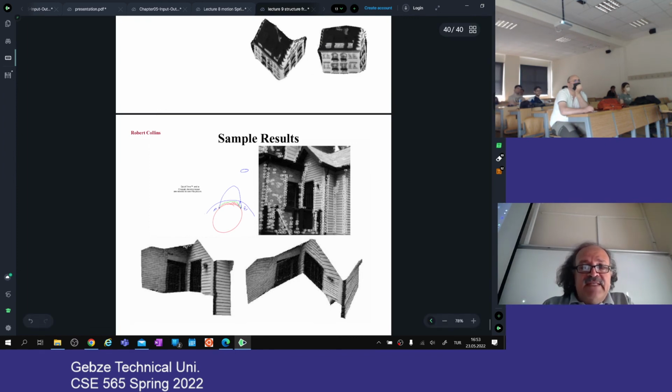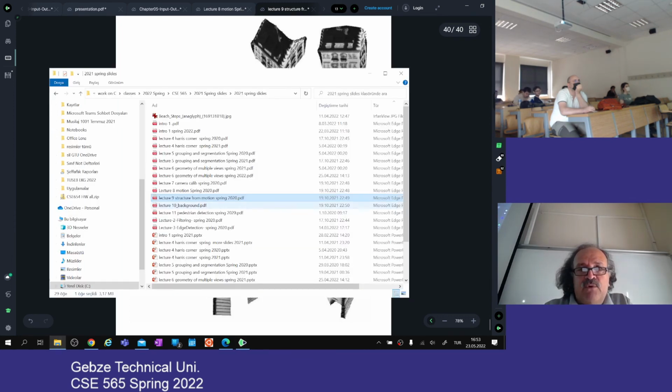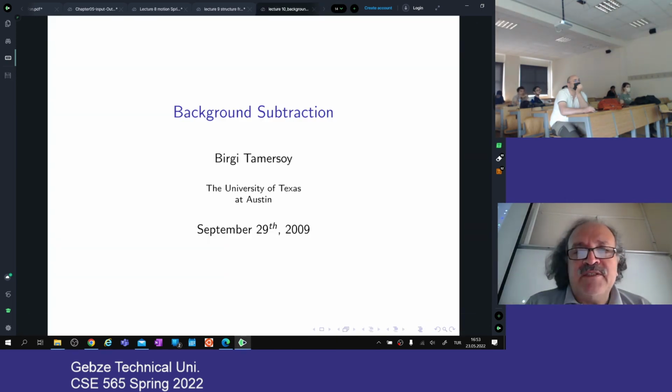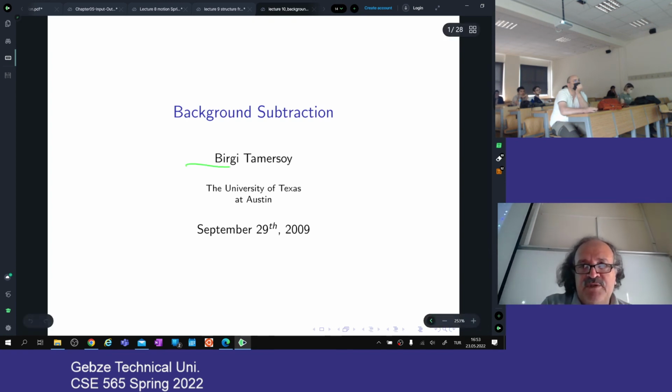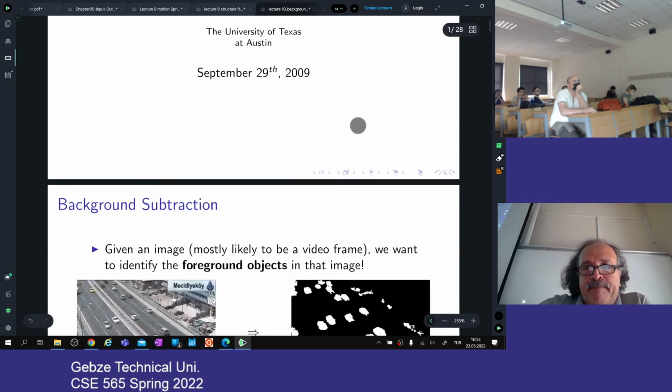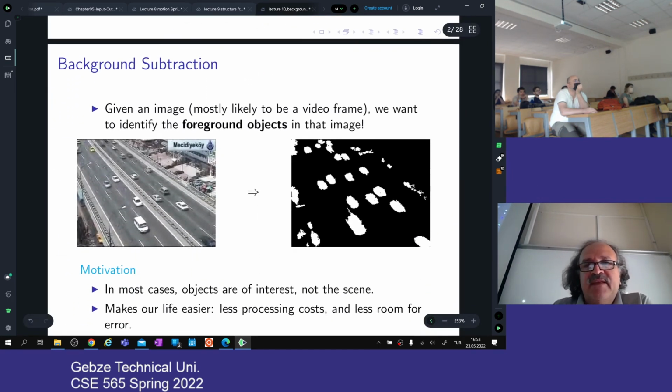So after this I am going to talk about still motion. I am going to talk about some background detection, background subtraction. I have stolen these slides from this person. I don't know where he got his slides, or she, I don't know. Old ones, but the thing is this.